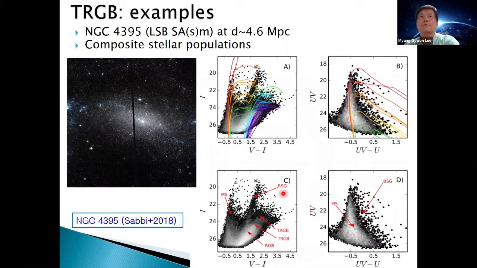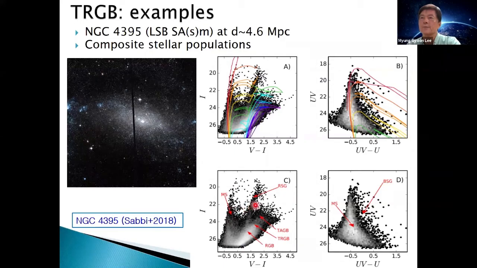Another example is NGC 4395. It's a low surface brightness spiral galaxy with forming stars. Again, here, lots of stars in the main body and the outer field, and the bluish ones are young stars. On the right are the CM diagrams of different combinations of filters. But here, the I versus V minus I, again, this one is main sequence stars, very young stars.